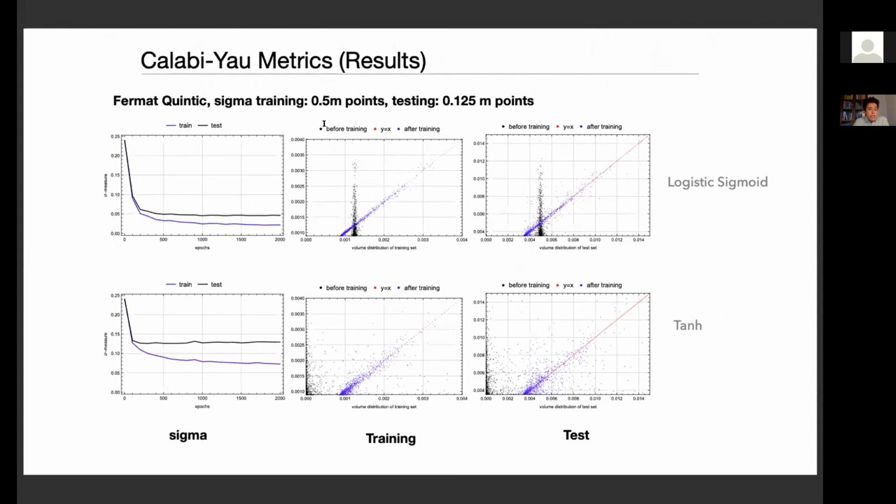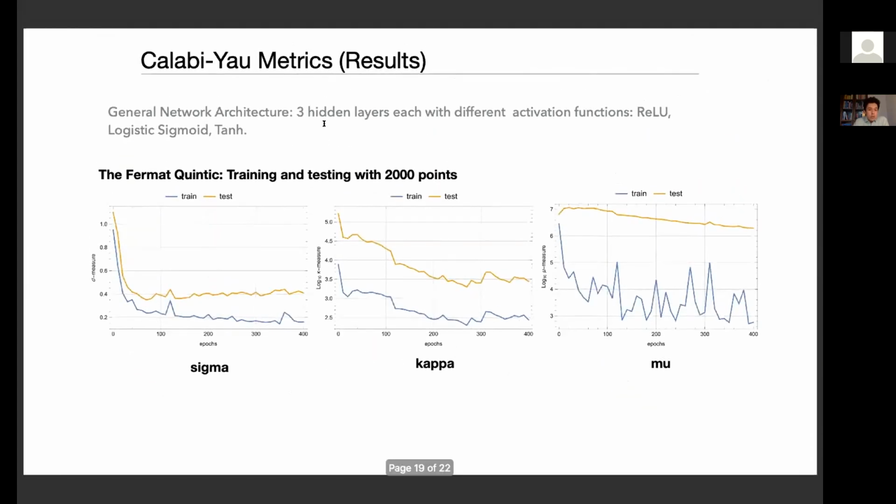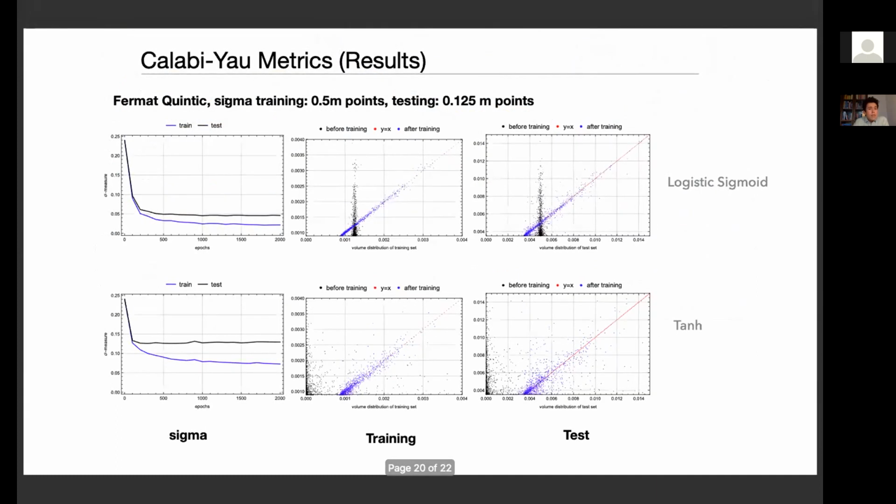For the Fermat quintic, so this was also the Fermat quintic, but with 2000 points, sorry. For the Fermat quintic with a larger number of points, you see that now the test set starts exhibiting a better behavior. And indeed, this is good evidence that the neural networks that we constructed are capable of generalizing for a larger number of points.